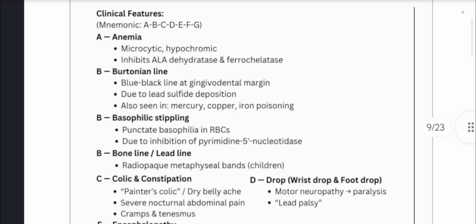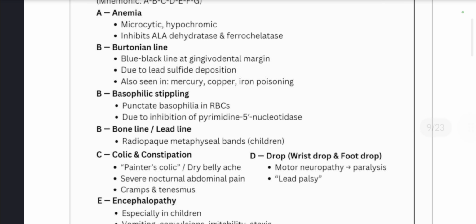Again, B stands for basophilic stippling, punctate basophilia in RBCs. Basophilic stippling in simple words is the accumulation of degraded RNA inside the RBCs, due to inhibition of pyrimidine 5 nucleotidase. Pyrimidine 5 nucleotidase is an enzyme required to exit the degraded RNA out of the RBC. But since this enzyme is itself inhibited in lead poisoning, there is accumulation of degraded RNA, which leads to basophilic stippling in RBCs.